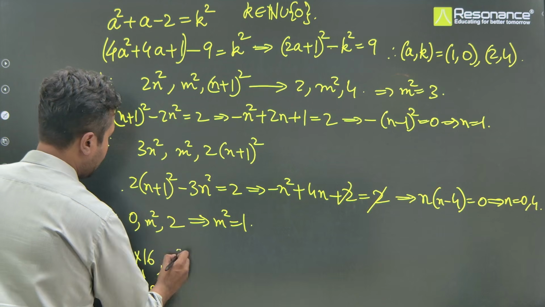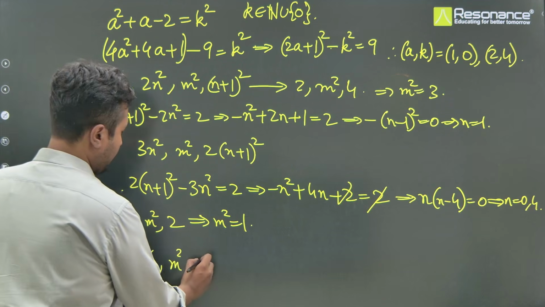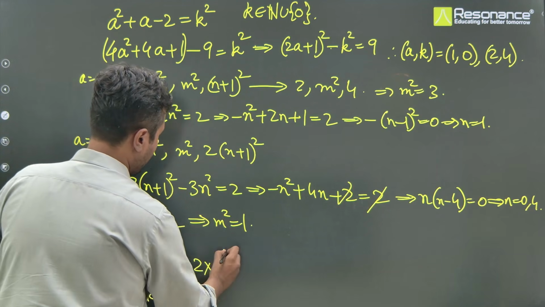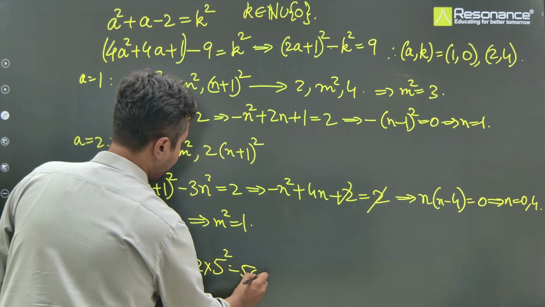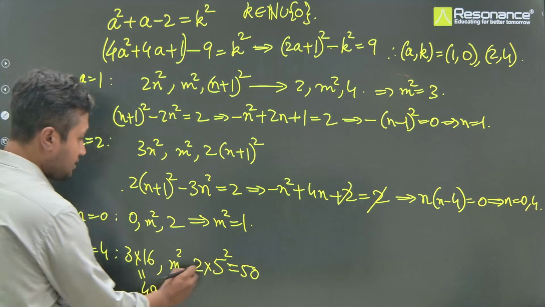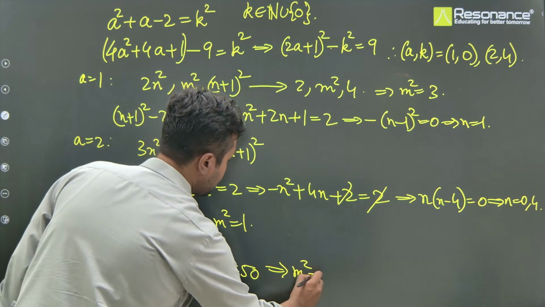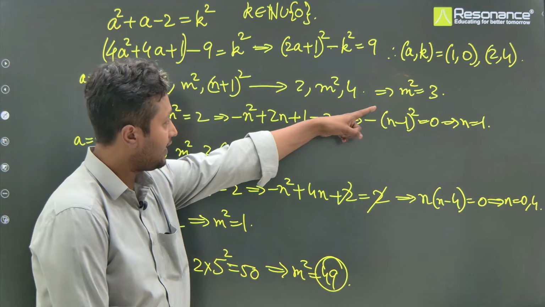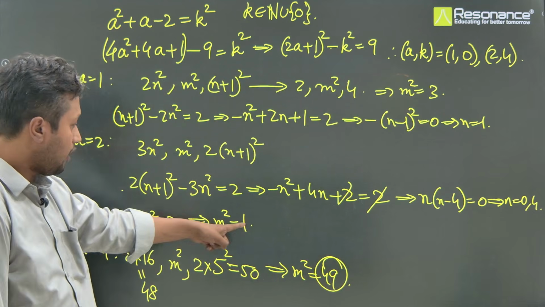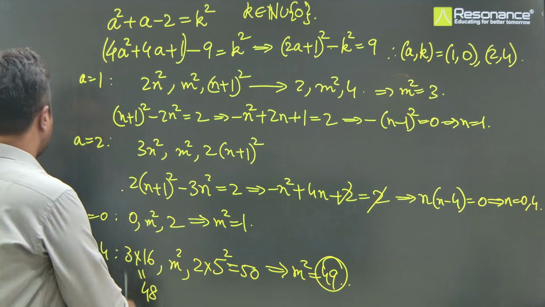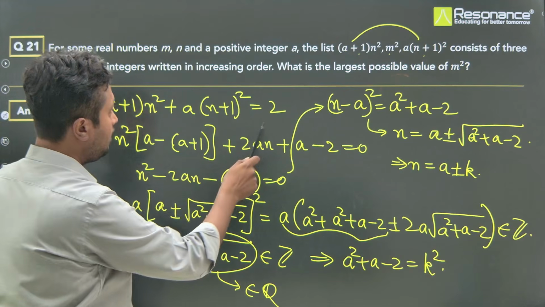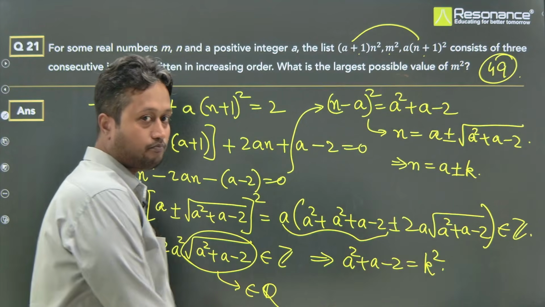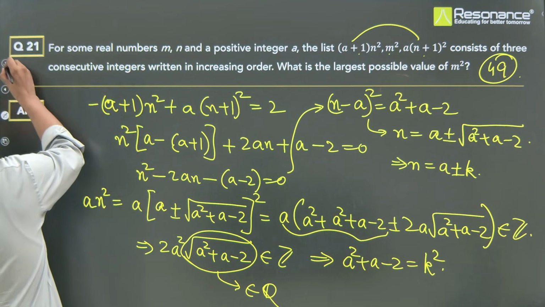And then the next number, m square. And next we have 2 times (4 plus 1), that is 5 square. So 25 into 2, that is 50. And yeah, that works out, which means this number now is 49. And that's the largest possible value that we got among all the cases. We got 3, then 1, then 49. So since that's the largest value, we could say that m square has to be 49. Okay, good.